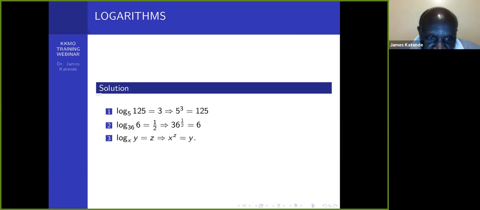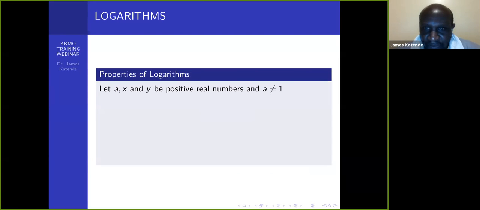And if you have it in variable form, the logarithm of y to the base x is equal to z, it means x raised to z will be equal to y. So this is basically just playing around with the definition. Now we can look at some properties. If a, x, and y are positive real numbers, and a is not equal to 1, then we have the following rules.